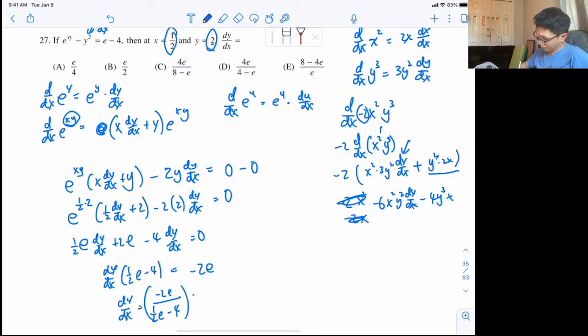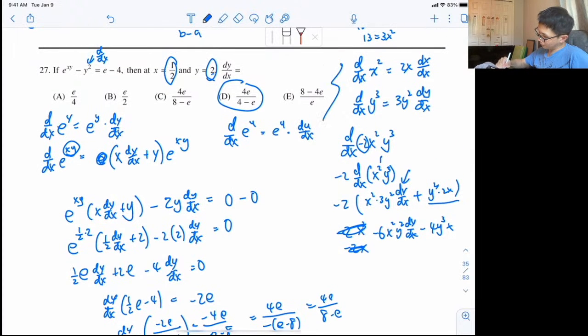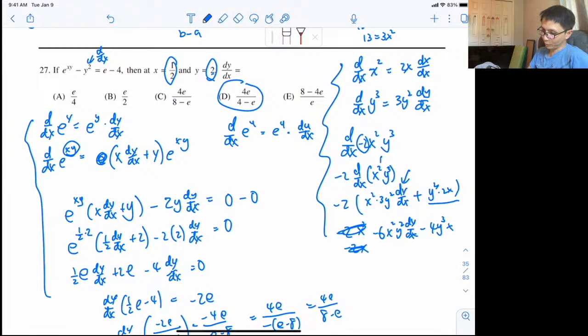Multiply top and bottom by 2. So negative 4e over e minus 8. And that was an answer choice, because the closest one is this one. So I'm going to move that negative sign to the bottom. So that's equal to 4e over 8 minus e. But this is the more crucial part. This is just the hard problem part, but the process is exactly the same.